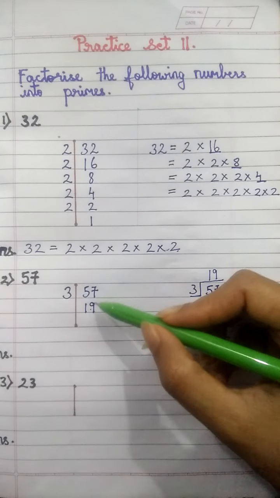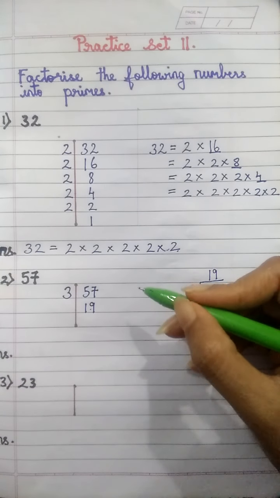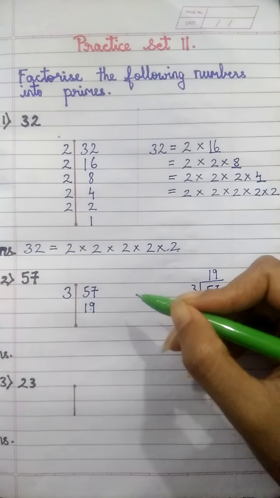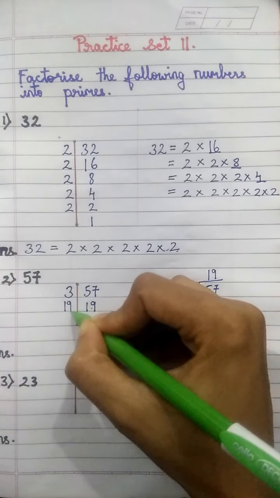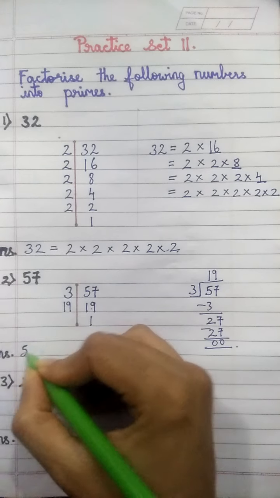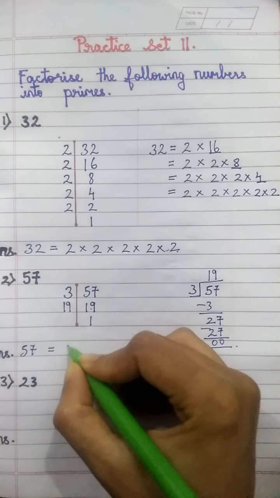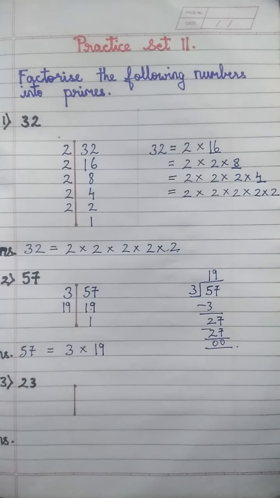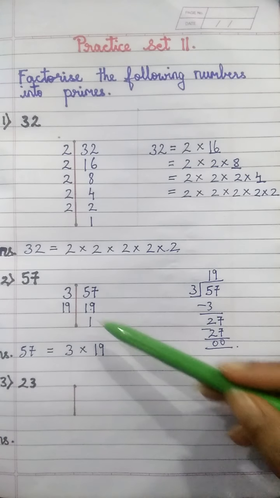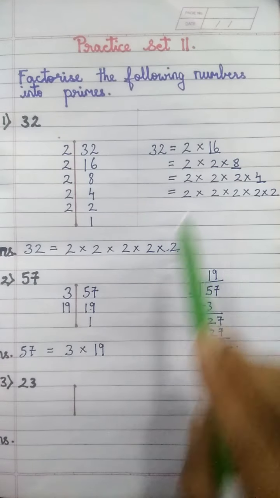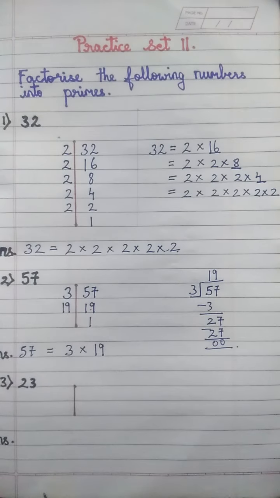Okay. Now next we have got 19. 19 is a prime number. It is not divisible by any number. So we write 19 ones are 19. So the prime factors of 57 are 3 into 19. So we have got the prime factors for 57 by vertical method. Similarly, by horizontal method, you can find the prime factors for 57.